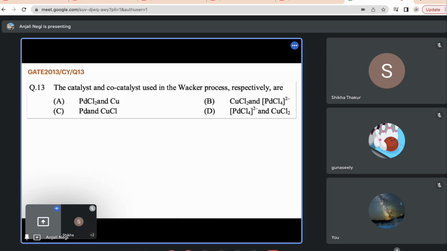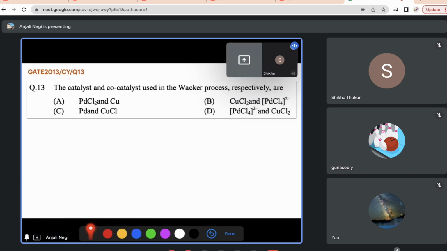Yes, so this is GATE 2013 question, chemistry question number 13. This particular question states that the catalyst and the co-catalyst used in the Wacker process respectively are.